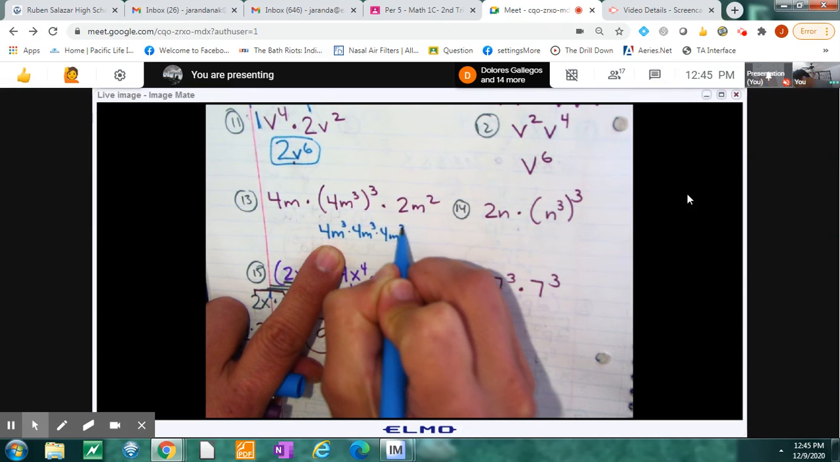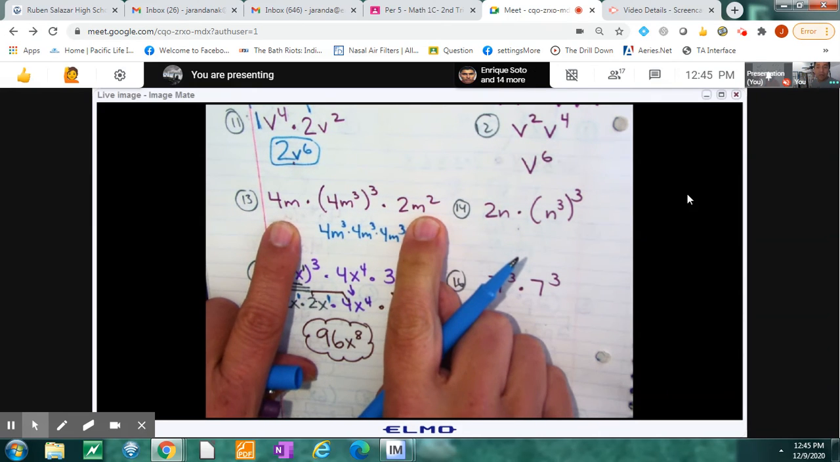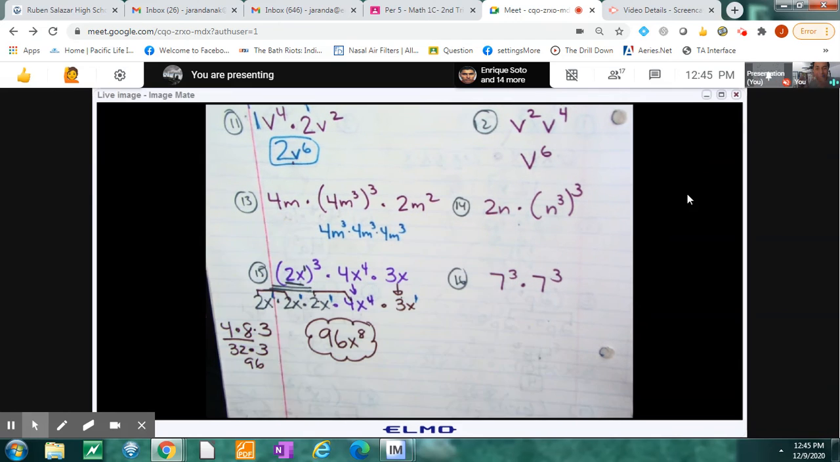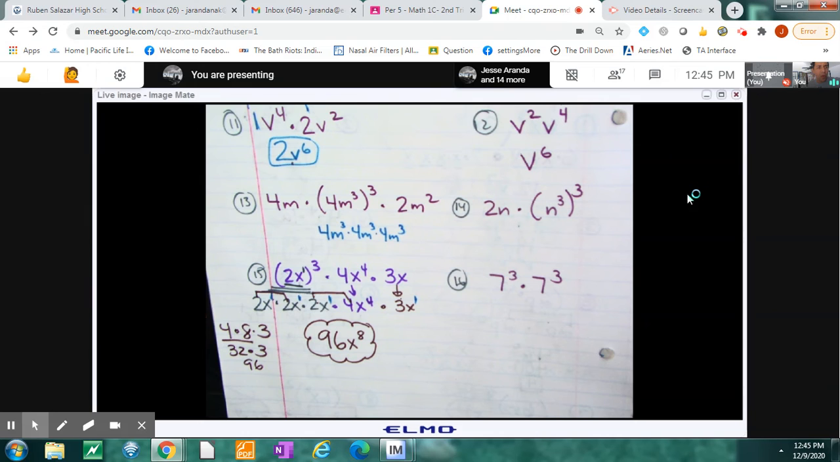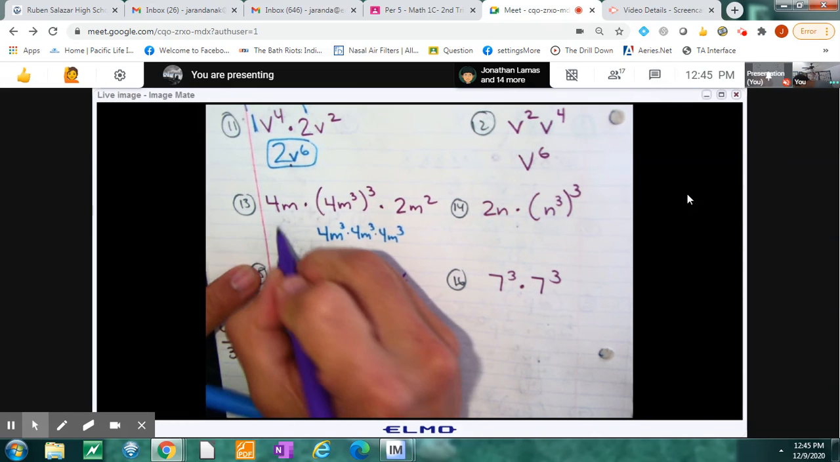Now what about the other ones? Is it being raised to another power? Does it have a parentheses? No, right? So I just bring it down. Bring it down. Drop it.